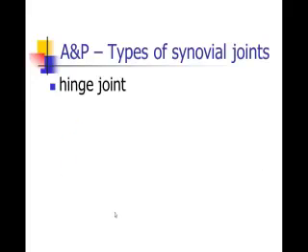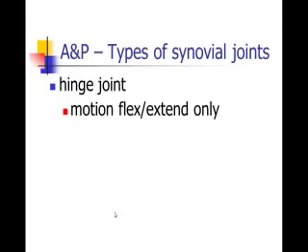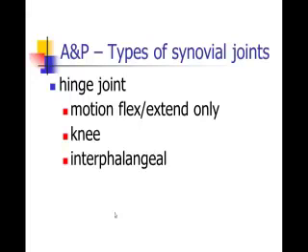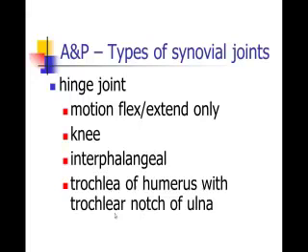Then we have hinge joints. And I believe the hinge joints are the most common joint in the body. They allow for flexion and extension. That's pretty much it. They're rather restrictive. Your knee is a good example. The joints between your phalanges are hinge joints. The trochlea of the humerus to the trochlear notch of the ulna is a hinge joint.